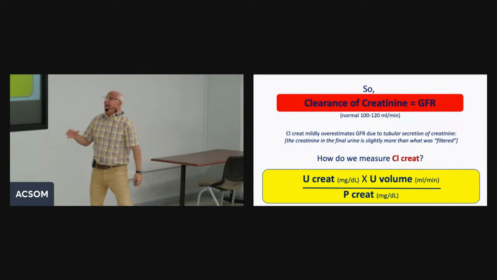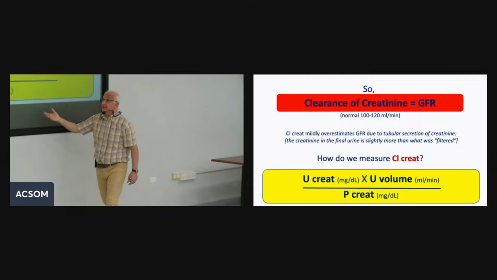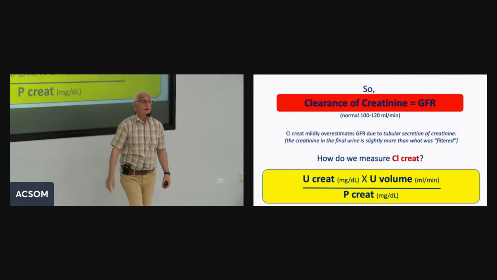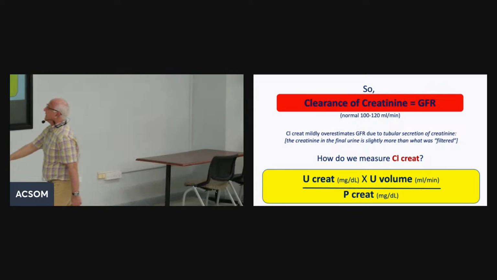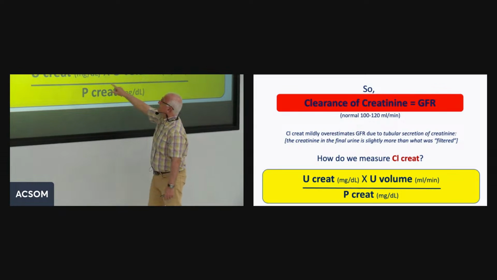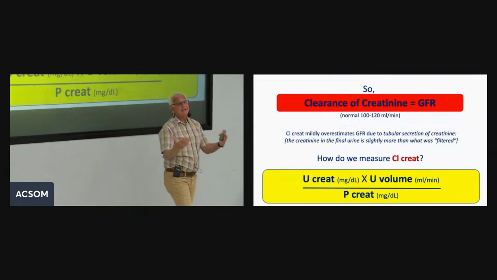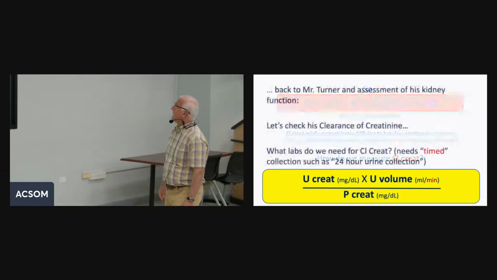And think about it, any clearance can be UV over P. For creatinine, you put urine creatinine, urine volume, plasma creatinine. If I tell you, tell me about the clearance of phosphorus, you say urine phosphorus times urine volume divided by serum phosphorus. Everything, right? We said creatinine is a good measure, but we didn't say that others cannot be used.